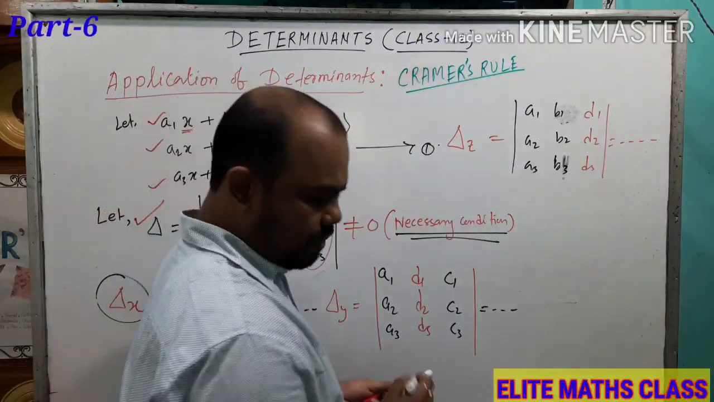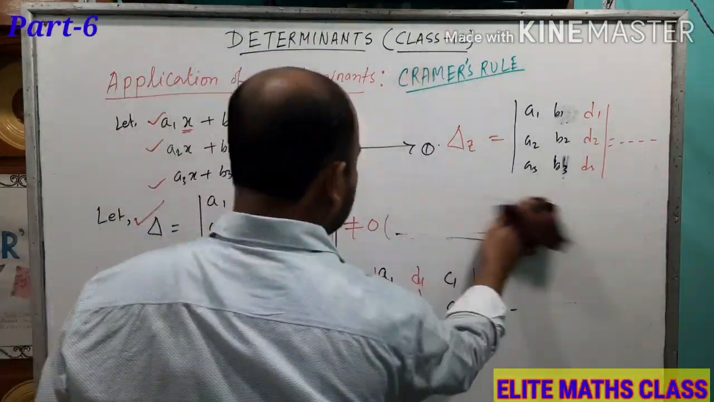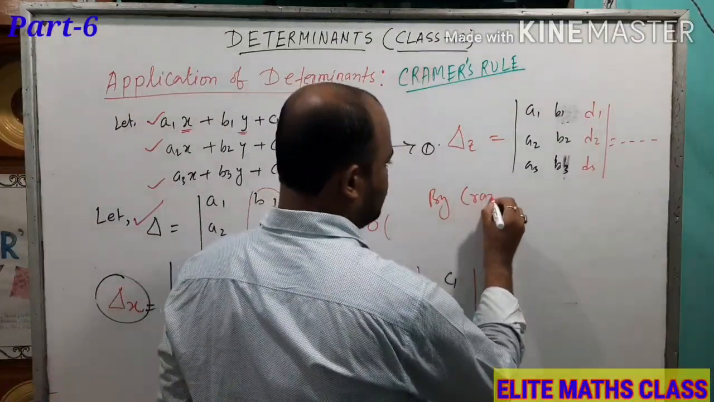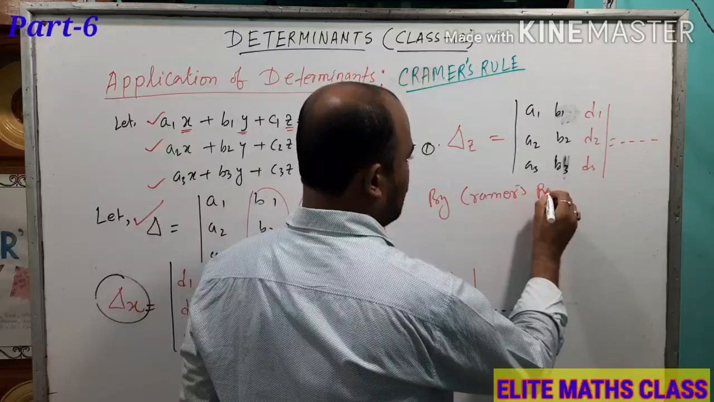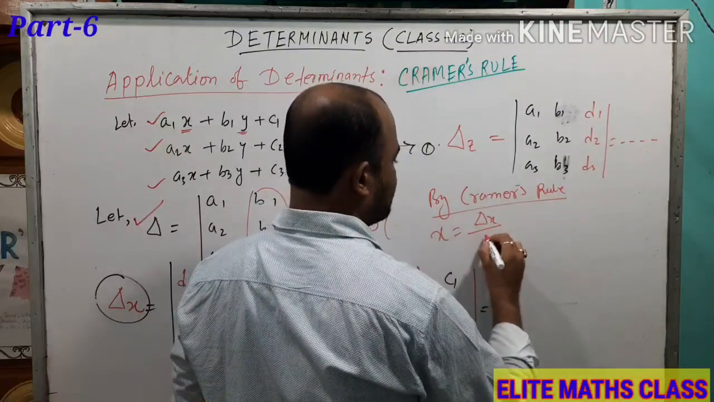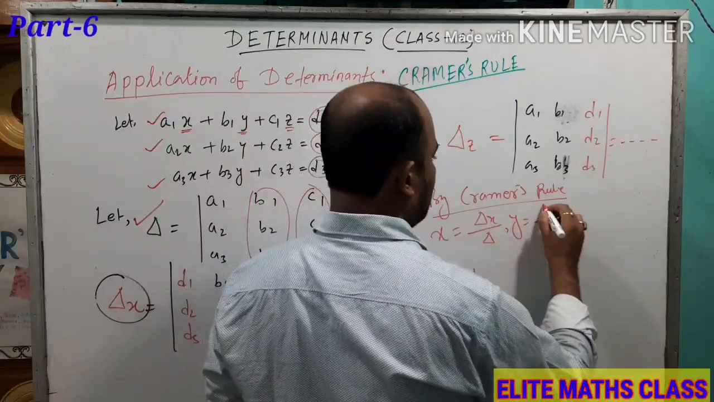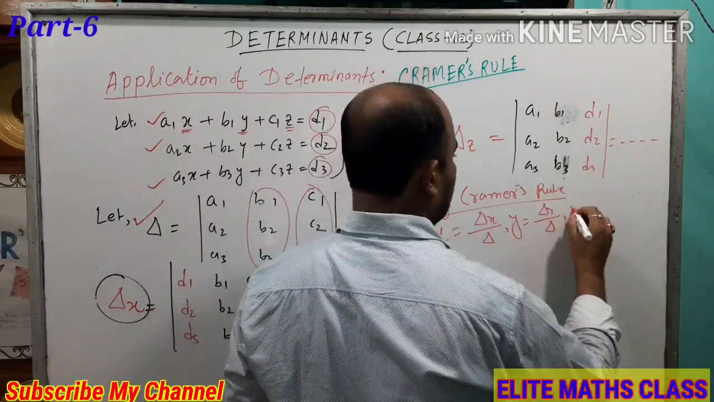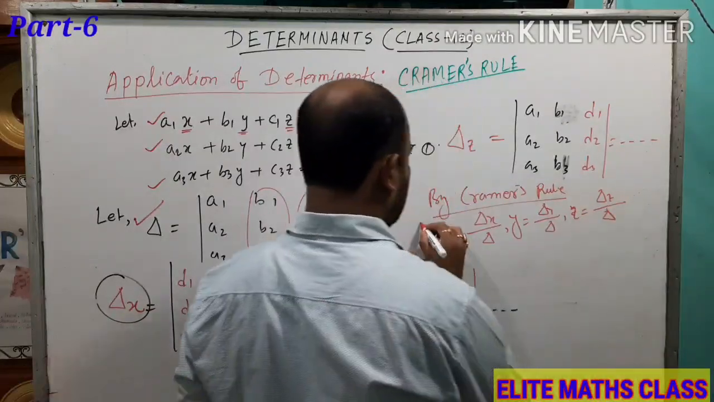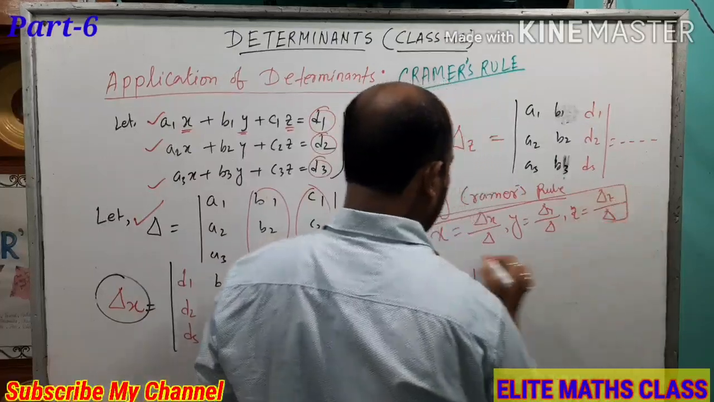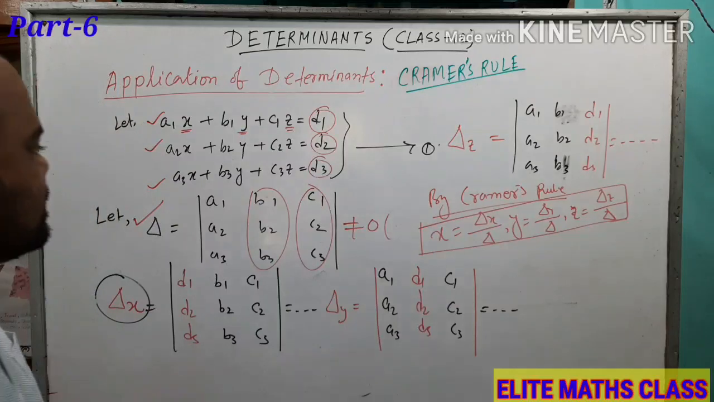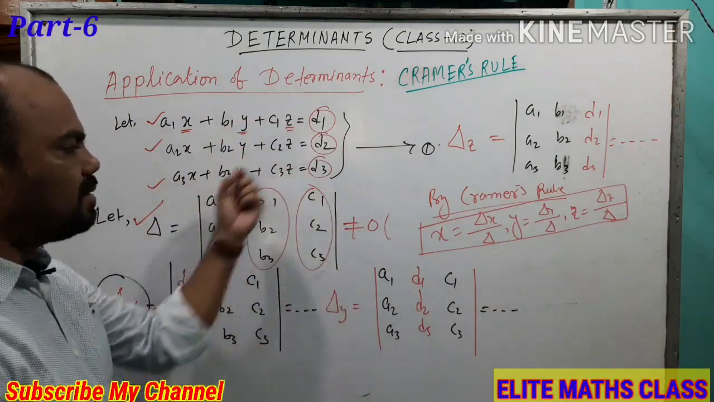Then by Cramer's rule, what will be the values of x, y, z? X will be del x by del, y will be del y by del, z will be del z by del. So these will be the values of x, y, z. Very easily we can obtain them just by finding 4 determinants. This process is called Cramer's rule.